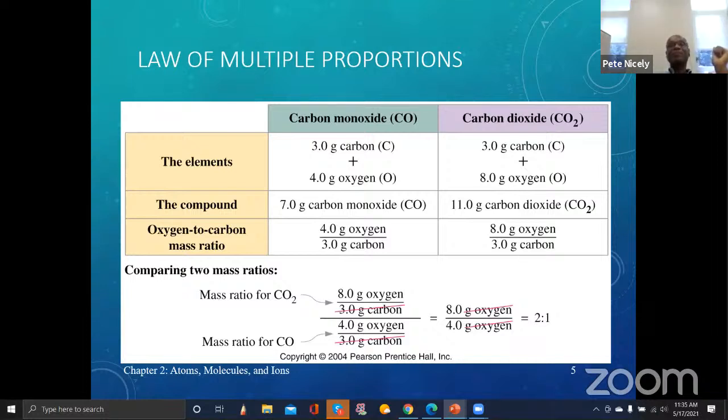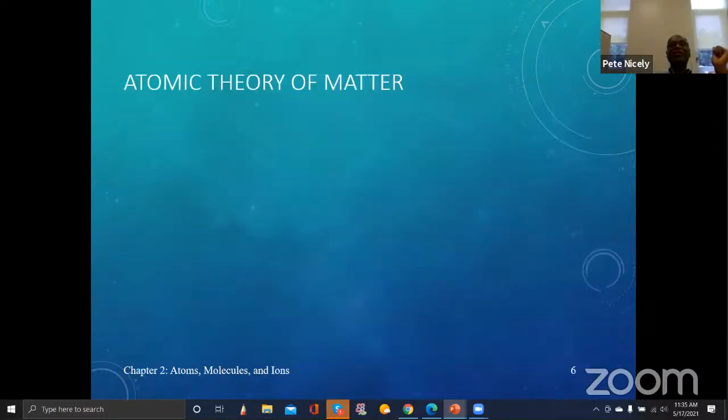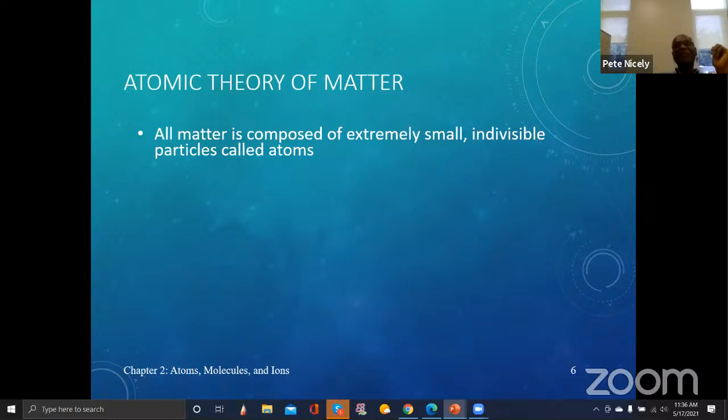Okay, let me continue to discuss now the atomic theory of matter. And this is a theory that was put forward by an Englishman by the name of John Dalton. And based on what was known back then, he came up with this theory concerning matter. And we're just going to go through all the different principal assumptions of this theory. Now, the first assumption is that all matter is composed of extremely small, indivisible particles called atoms.